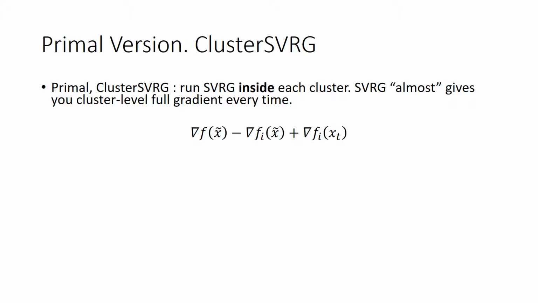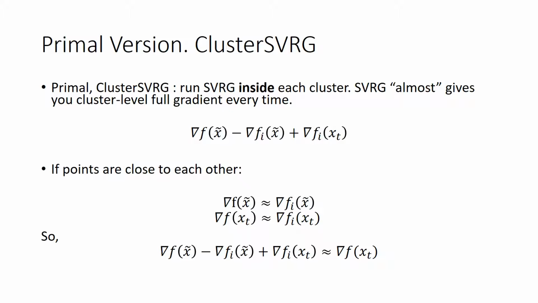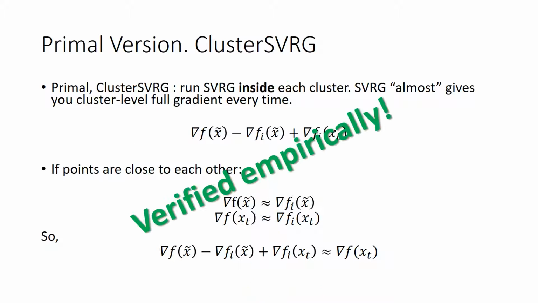SVRG uses the following gradient estimation, and one can show that if the points are close to each other in every cluster, then this estimation is almost close to the full gradient. And this is verified empirically.